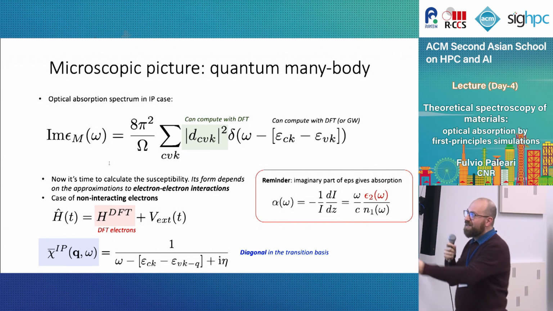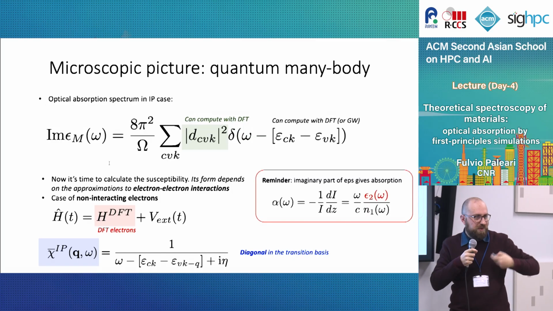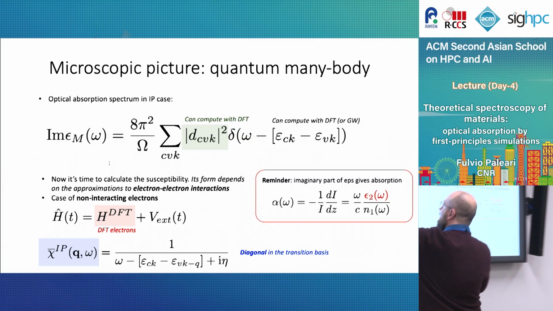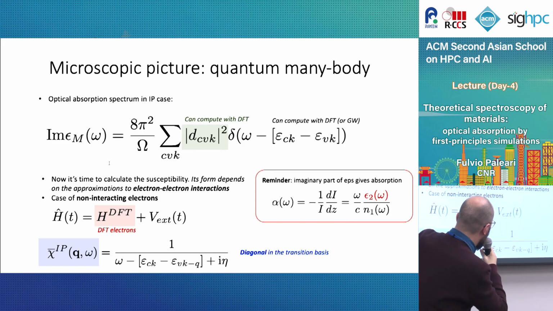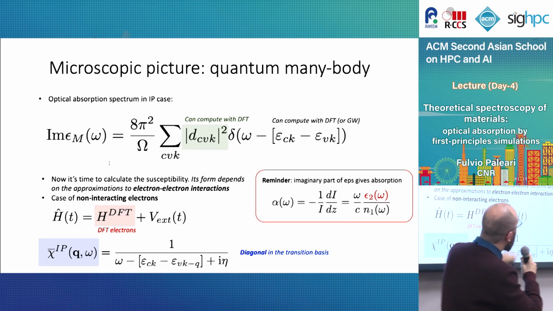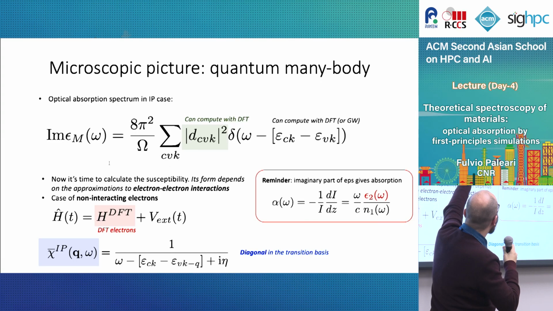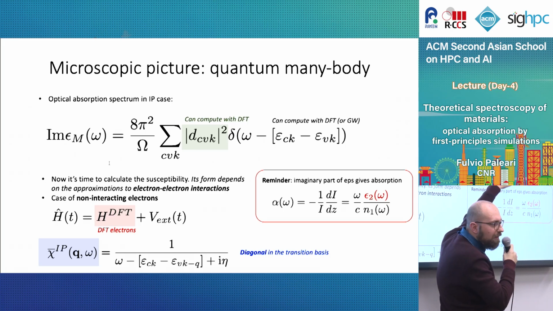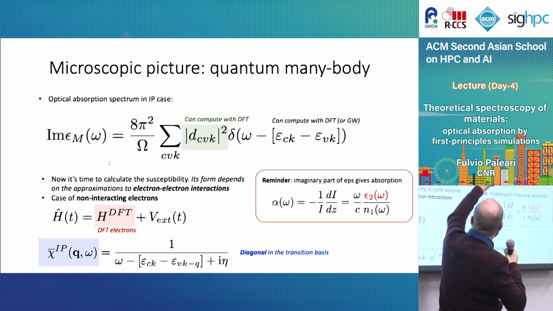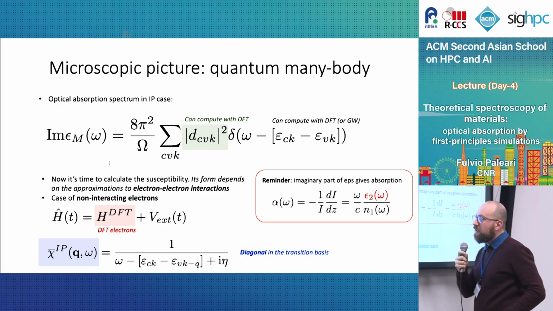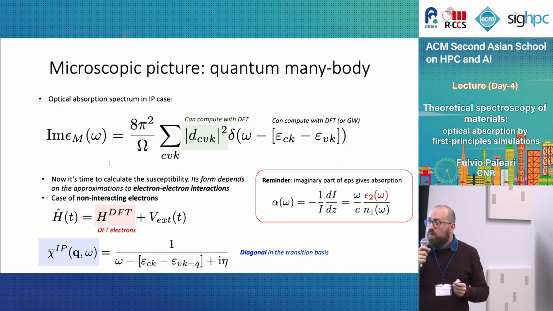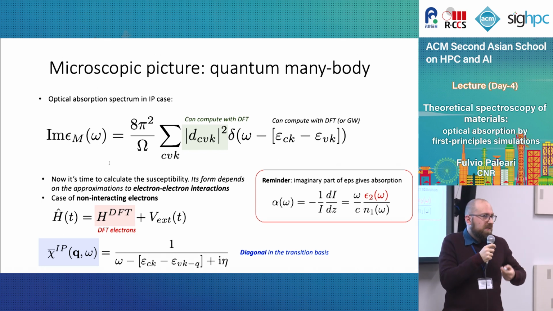Reminder, what we are computing is the absorption strength. We are computing this, and this is this, which at this level of approximation of non-interacting electrons and holes is given by this simple expression. This quantity we compute with DFT quantities. These we can compute with DFT or also with GW, and that's what we need: energies and electron-light coupling matrix elements.